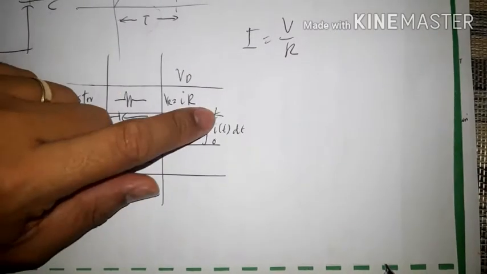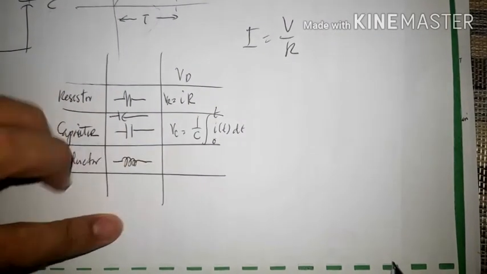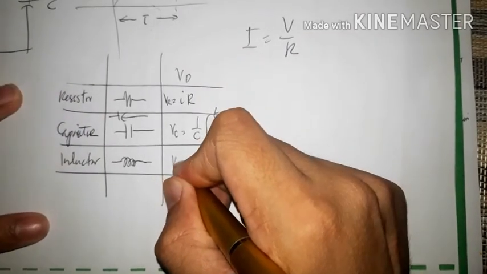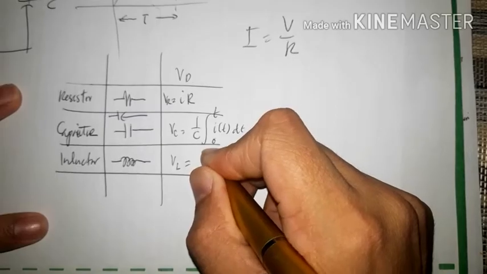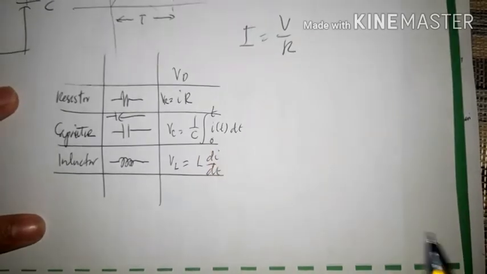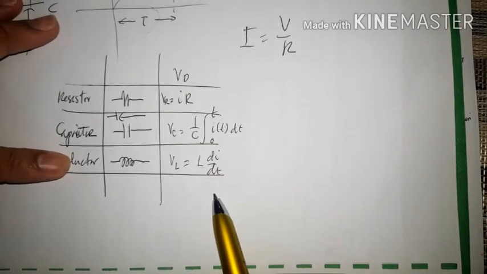So until the time for the capacitor to be fully charged. And then for an inductor, VL is equal to L di dt. So, L multiplied by the derivative of the current with respect to time.